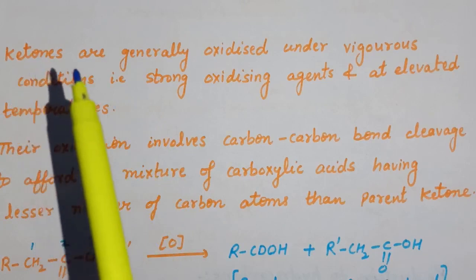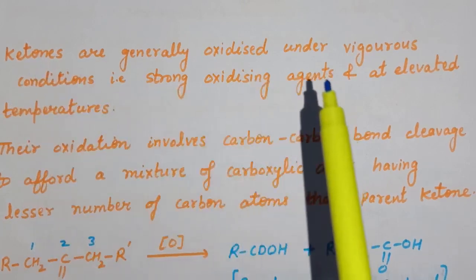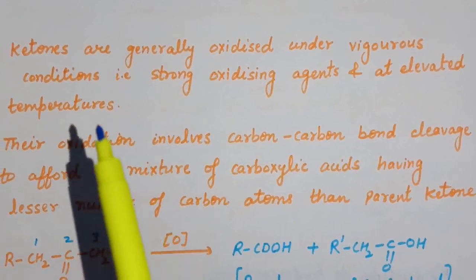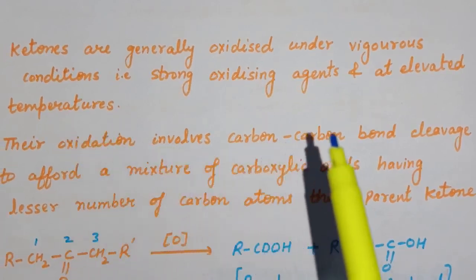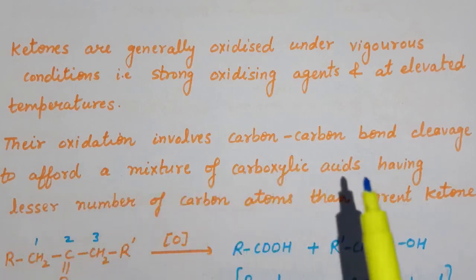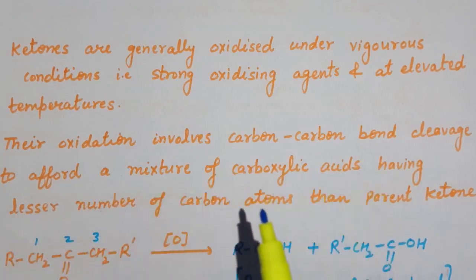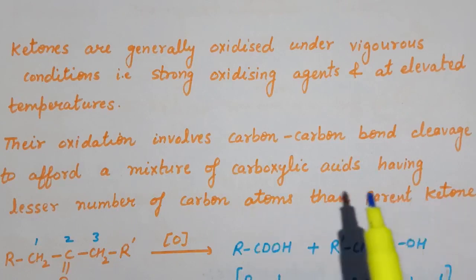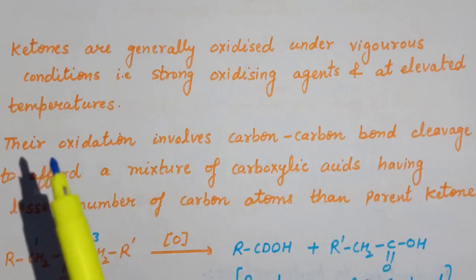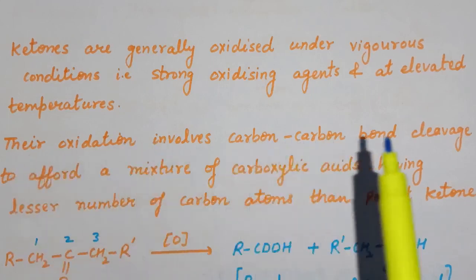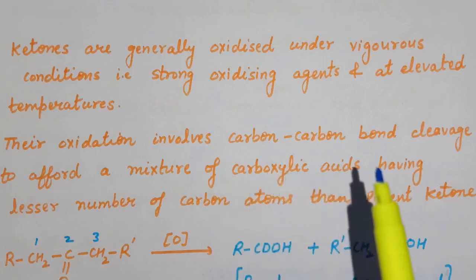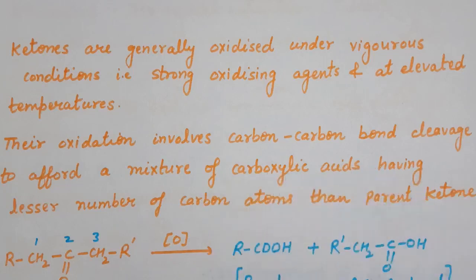But for ketones, strong oxidizing agents and higher temperature are used for the oxidation. And their oxidation involves carbon-carbon bond cleavage to afford a mixture of carboxylic acids having lesser number of carbon atoms than parent ketones. So here in case of oxidation of ketones, oxidation involves carbon-carbon bond cleavage, and here a mixture of carboxylic acids is formed in case of ketones.